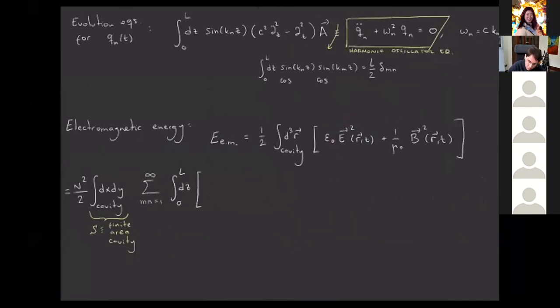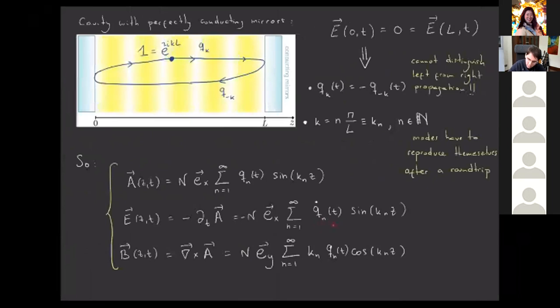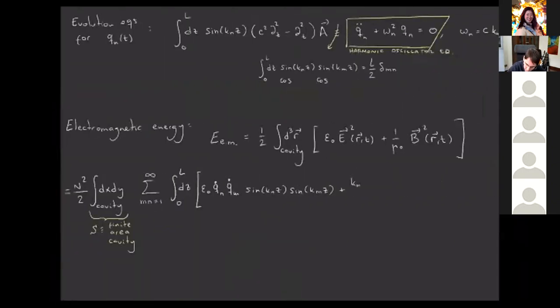And now just by substitution, what we get is epsilon zero, Qm dot, that comes from E squared, and then the sine profiles. I have written the part with Q dot and sine from the electric field. And now the part of the magnetic field is just Qn and cosine. And this is giving you something that looks like this: Qn, Qm, and then the cosines. Okay, I hope I didn't mess anything up.